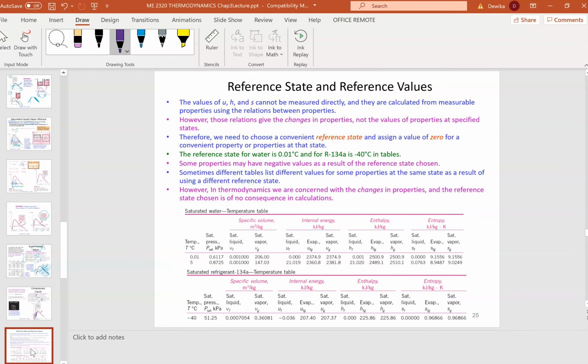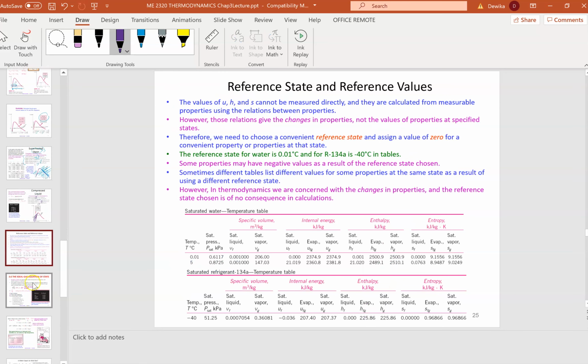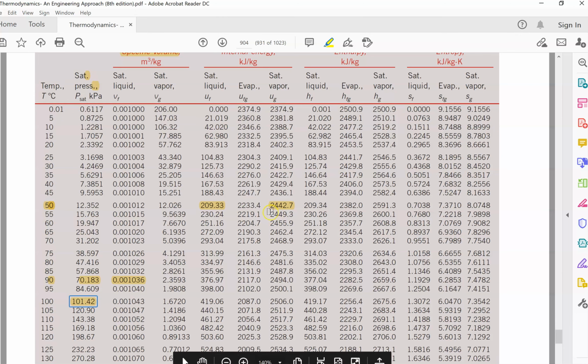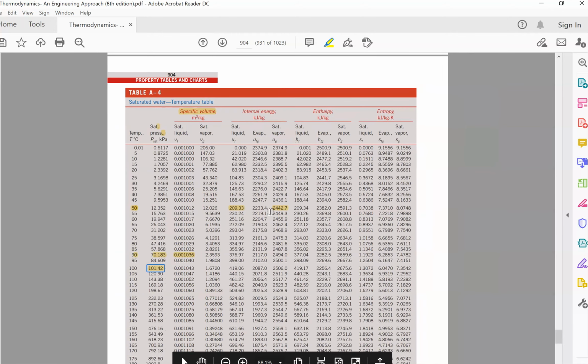So which table do you go and look for it? Which table do you go to? Now, let me just show you. You go to your steam table. I'm going to make this smaller so it's easier for you to see.